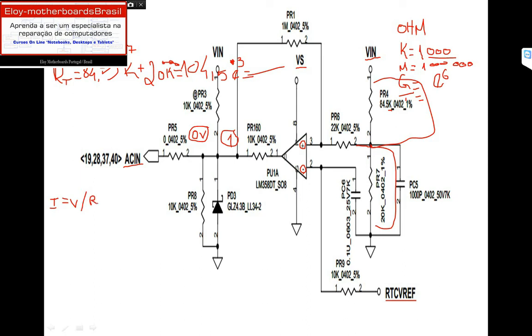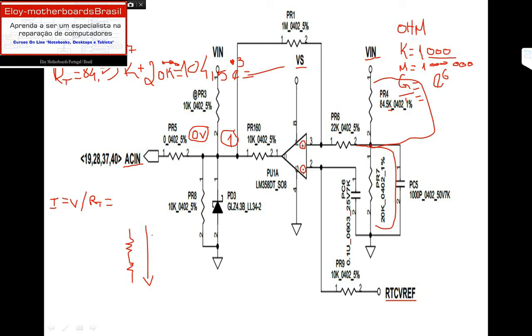Okay, total resistance. Why is it total resistance and not just one resistance? Because when we have resistances in series like this, the current that crosses all the resistances in series is the same current. There is no variation of current, only voltage.